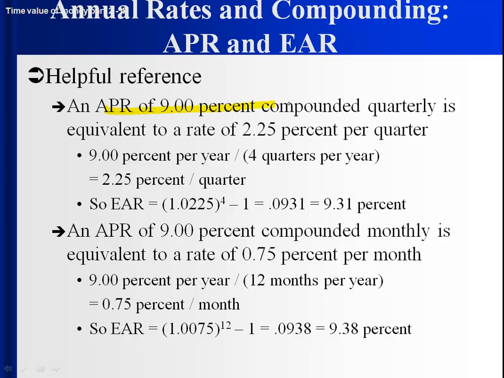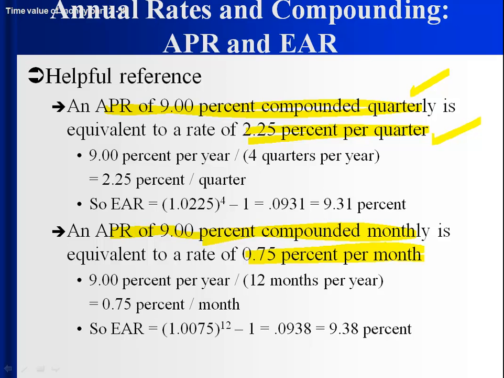APR of 9% compounded quarterly, that's equivalent to 9 divided by 4, which is 2.25% per quarter. Those are equivalent. If you saw a problem, as we'll talk later, if you saw a problem with that, that's equivalent to that. If you had an APR of 9% compounded monthly, that's equivalent to a rate of 0.75% per month.